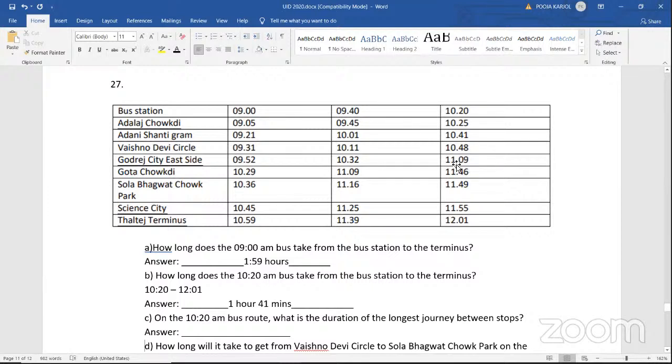Yes. The question is, on the 10:20 AM bus route, what is the duration of the longest journey between the stops? Okay, so if you see, this is 5, this is 6, 7, 11 minutes, then 9 to 46, you see a huge gap, which is, I think, 37 minutes gap. So from Godrej City East Side to Chopri is the longest journey. So the duration is 37 minutes.